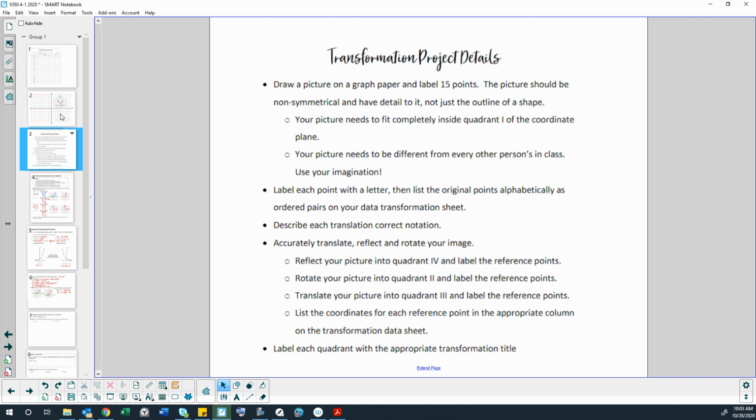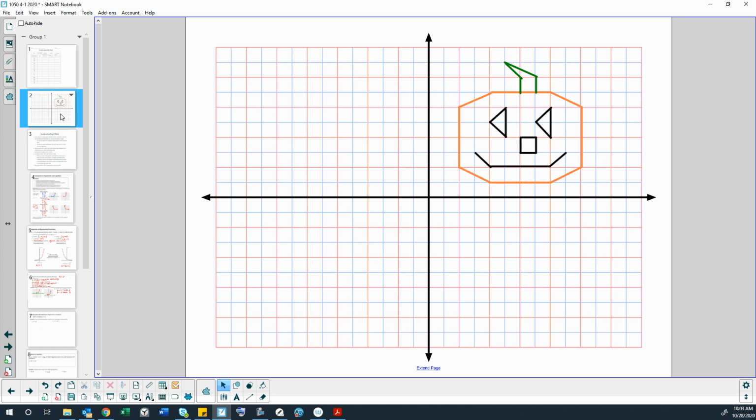Alright, so I have chosen to create a jack-o'-lantern. Now it is a little bit symmetric, but I've tried to purposely make some things about it asymmetric. Okay, so I do have a bunch of points here. I don't know how many points I have that I could record on my data sheet. Maybe I should start trying to label them and figure out how many I have. So let me grab my pen here and just start labeling.